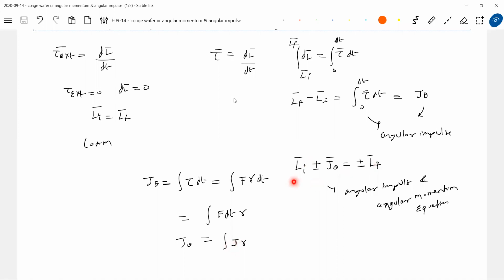And what is the generalized equation? The angular impulse, angular momentum equation. This is the formula: initial angular momentum plus angular impulse is equal to final angular momentum. You should take J theta positive if it acts in the direction of the initial angular momentum.